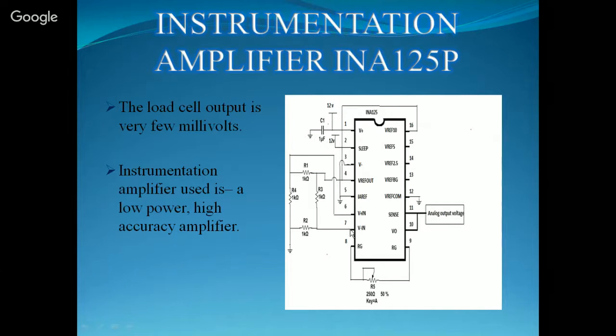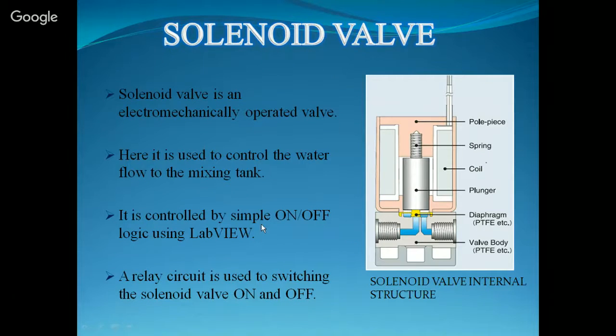Next, solenoid valve. Solenoid valve is an electromechanically operated valve. It is a combination of basic solenoid and mechanical valve. It basically consists of a coil, an iron plunger, and a spring. When the coil is energized, the resulting magnetic field pulls the plunger, which allows the water to flow from one end to the other end. Spring is used to return the plunger to its original position.